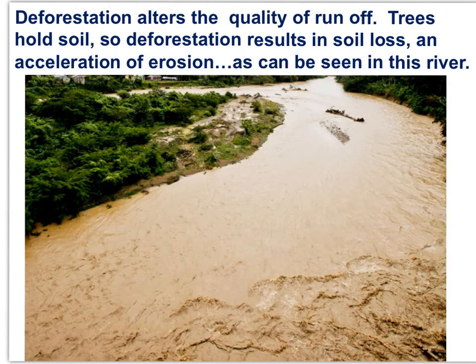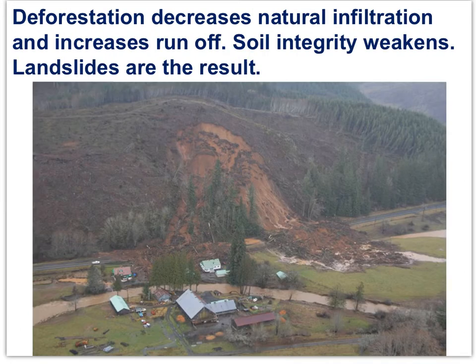Deforestation decreases natural infiltration and increases runoff. Deforestation alters the quality of runoff as the erosion of soil loss can visibly be seen in the muddy river. Soil integrity weakens without the trees to hold the soil in place. Landslides are the result.